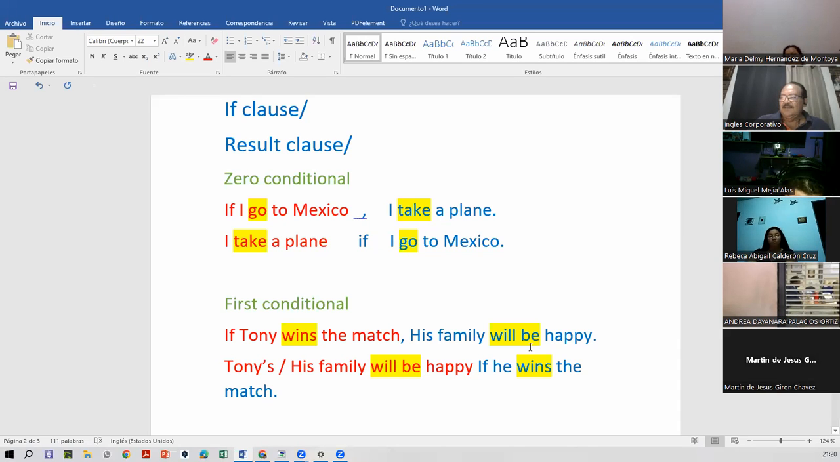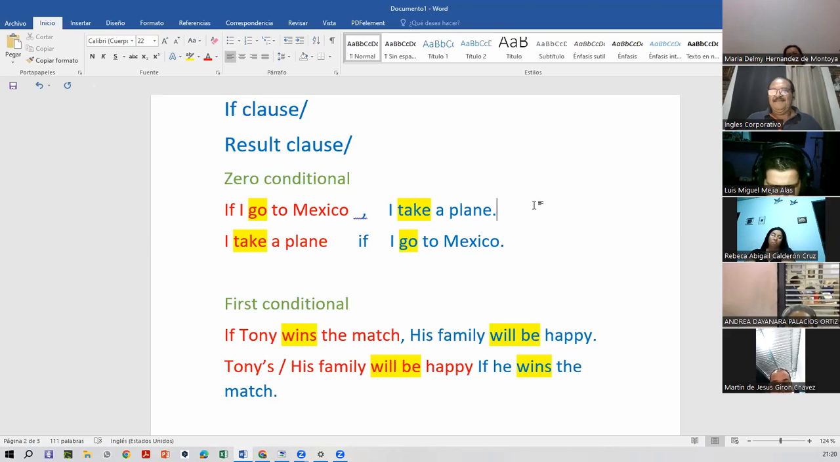I think in the first conditional, you don't have certainty. It's a possibility in the future. It could be, but I don't know. And in the zero conditional, you have, how do you say, certeza o seguridad? Certainty. Maybe it's that, but I don't know.